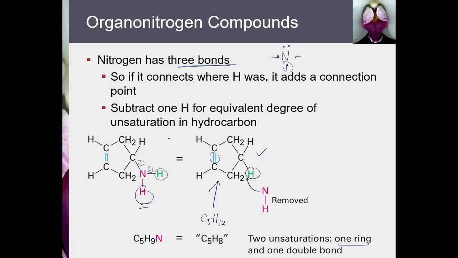So you always subtract 1 hydrogen for equivalent degrees of unsaturation in a hydrocarbon. So ito yung may nitrogen. So yung nitrogen dito is equivalent to 1. So every nitrogen na nakalagay is nagdadagdag siya ng isang hydrogen. So in essence, itong formula na to is equivalent lang to C5H8.